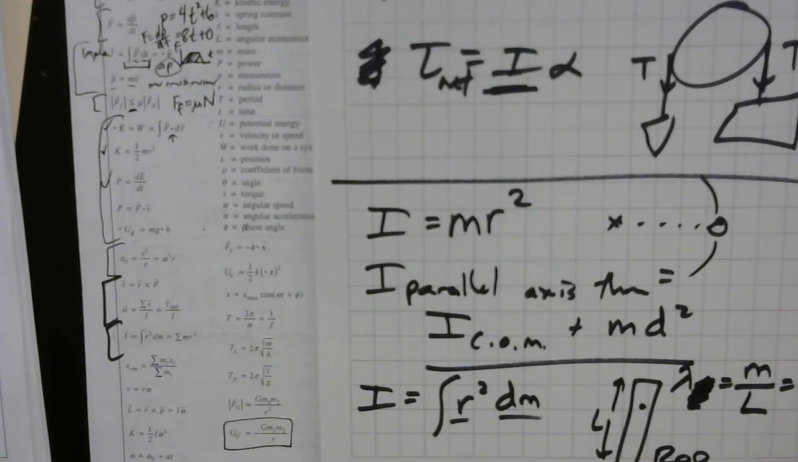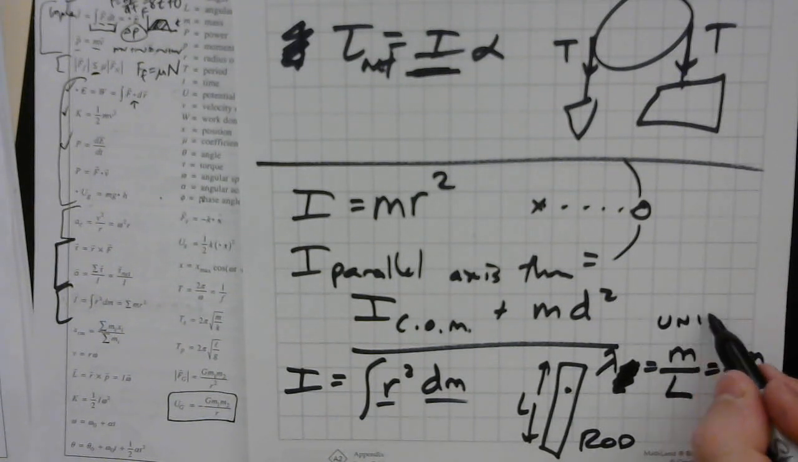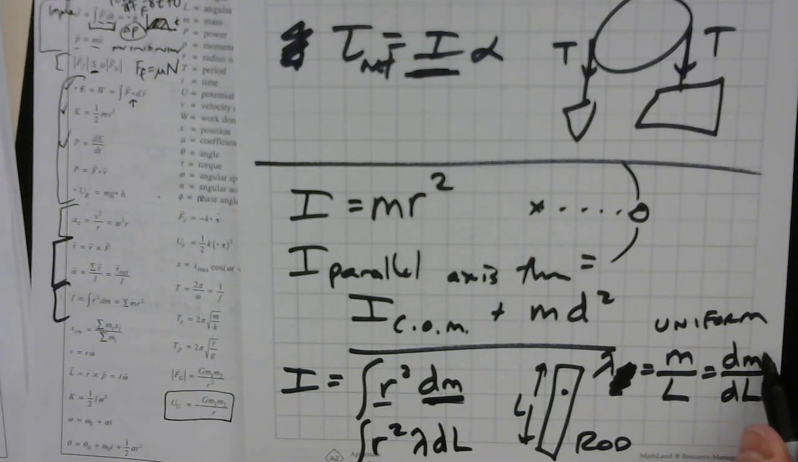What dm over dl means is that little masses over little lengths will have the same density as the total mass over the total length. This is what we call uniform density. So notice how this is a dm here. Well, one of the things you could do is substitute. So you could say, well, dm is lambda dl. See, I have dm here. If I move the dl up, I'll get lambda dl.